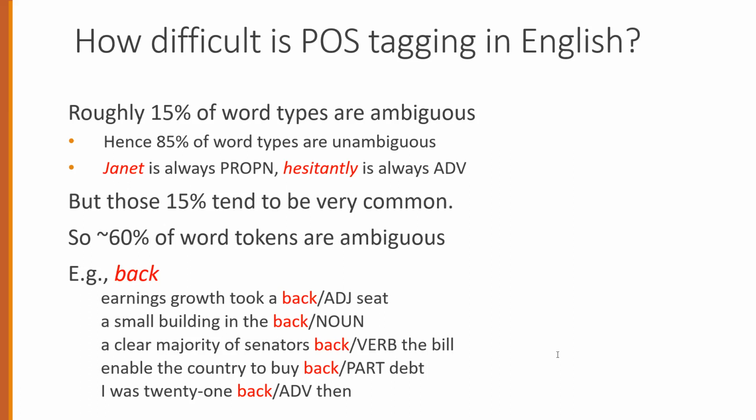But those 15% ambiguous words tend to be common words. And so they occur far more than 15% of the time. Indeed, around 60% of word tokens in running text are ambiguous. For example, the word back can have one of 5 parts of speech tags, as shown in this slide. For example, the first is an adjective, the second is a noun, the third is a verb, and the last is an adjective again.